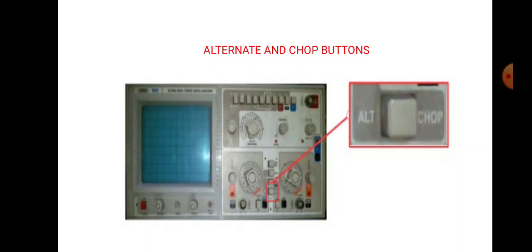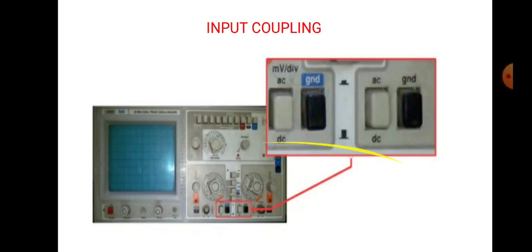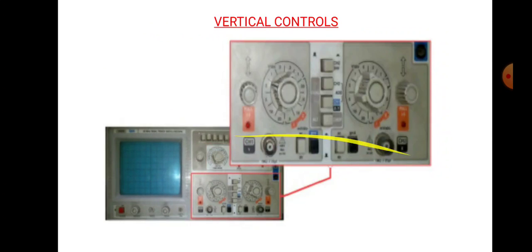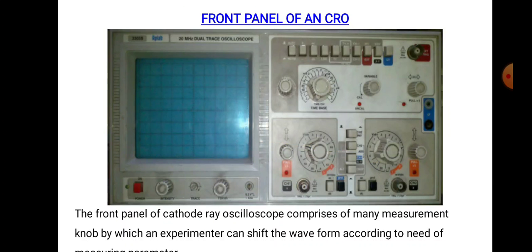These are the front panel controls of the cathode ray oscilloscope. The measurement techniques using the CRO we will discuss in the next class. Hope this is clear. In this class we discussed the front panel of a CRO. Thank you all.